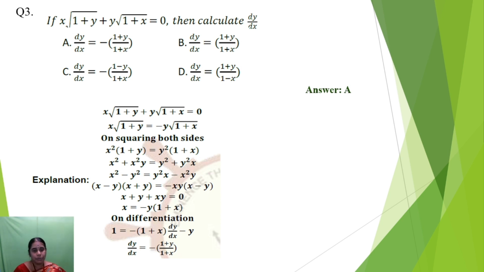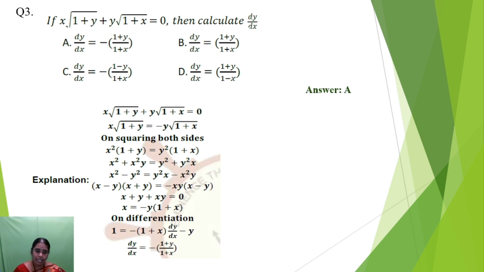Then multiplying x square and y square on both sides. Next, we keep x square minus y square alone on this side and the combination of x and y on the right side. It can be written using the a plus b into a minus b formula, and on the right hand side, taking the common term outside, we get x minus y. Cancelling the common terms on both sides, we get x is equal to minus y into 1 plus x. Now we have to differentiate this.